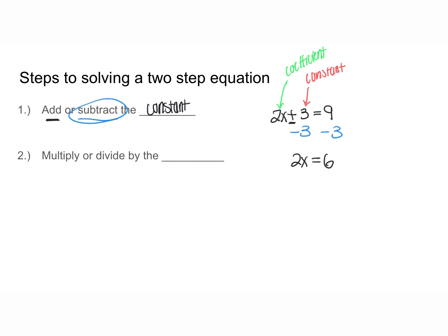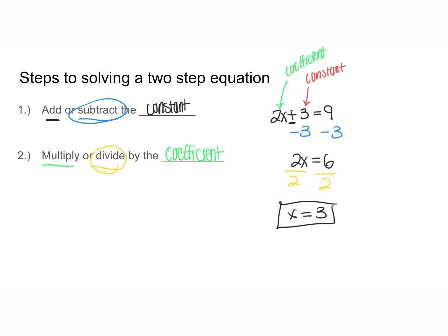Now we're going to multiply or divide by the coefficient. So our coefficient in this problem is 2, and we have multiplication. So we're going to use division. So we divide both sides by 2. We get x equals 3.